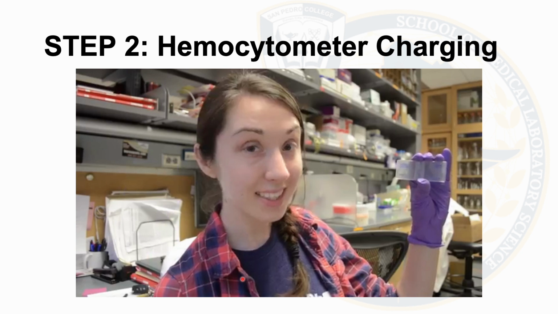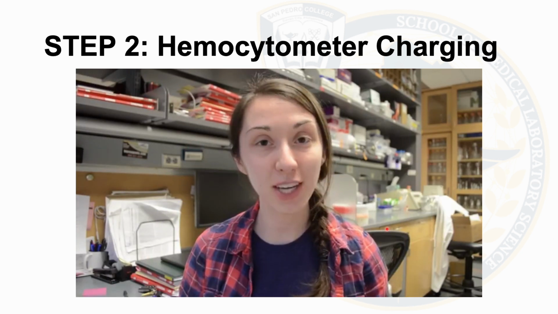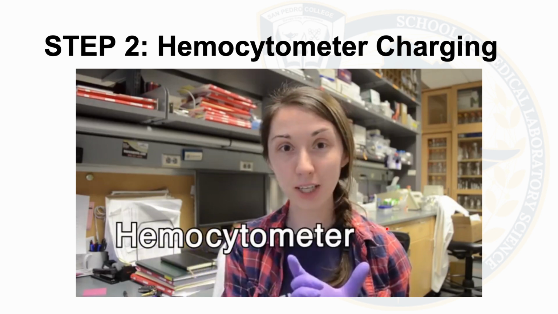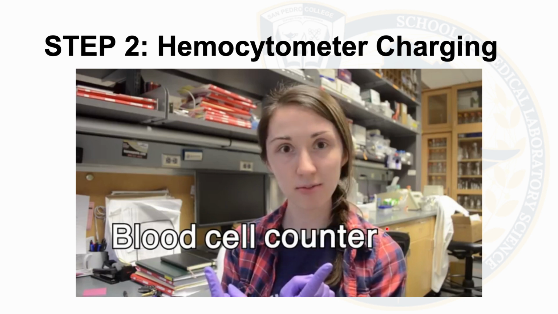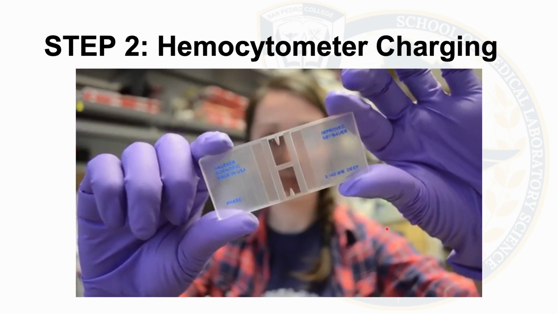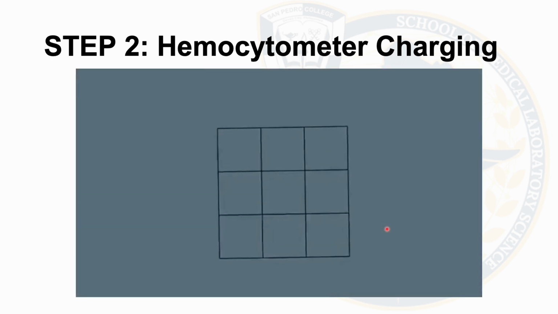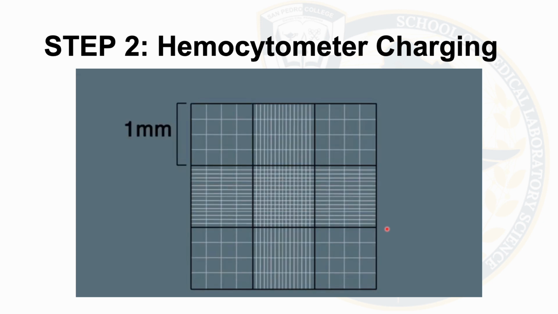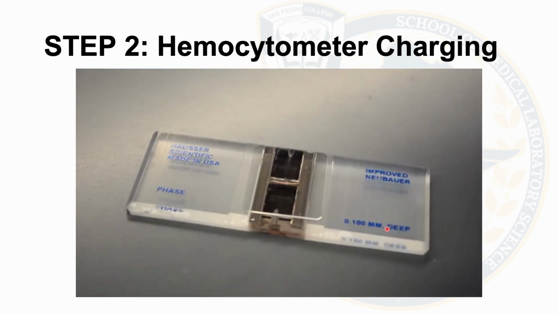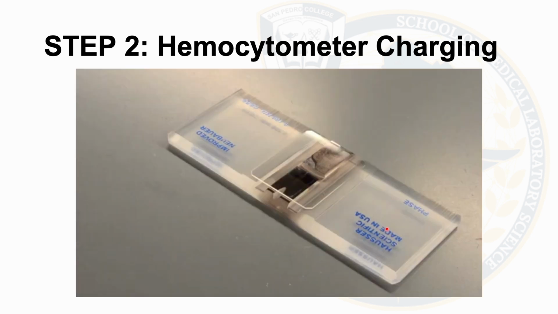What is this thing? This is a hemocytometer. It's used for counting cells and was originally used for counting blood cells. Hemocytometer. Blood cell measurer. Counter. The hemocytometer is a thick microscope slide with two counting chambers on reflective sections. Each chamber is divided into 9 main squares with a series of etched lines. These squares are 1 millimeter by 1 millimeter, or 1 millimeter squared. When a glass cover slip is placed on top of this chamber, each of these 9 squares contains 100 nanoliters of liquid.